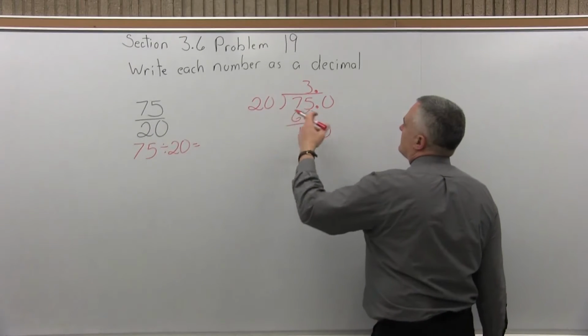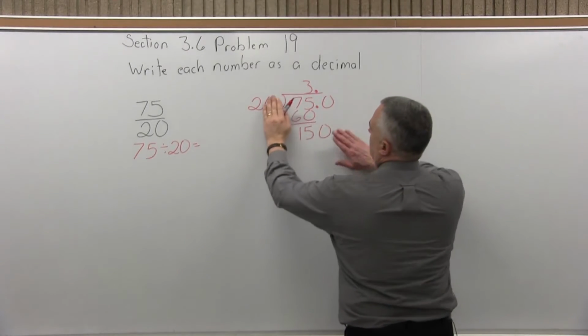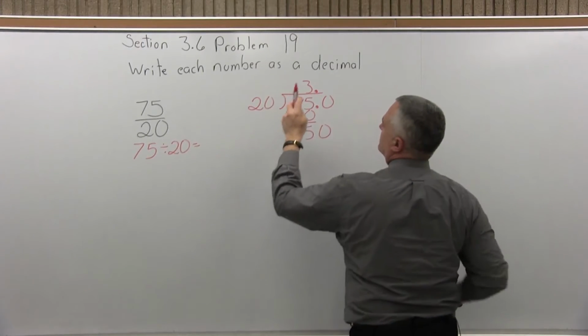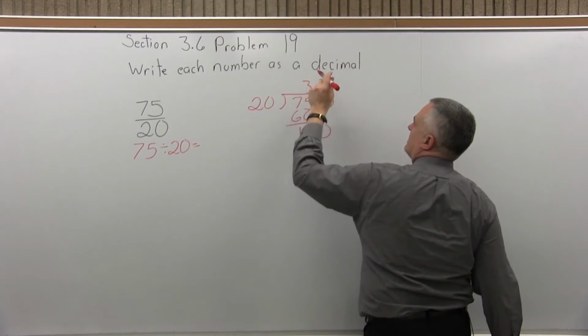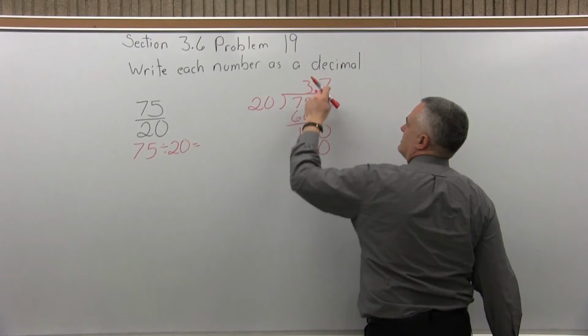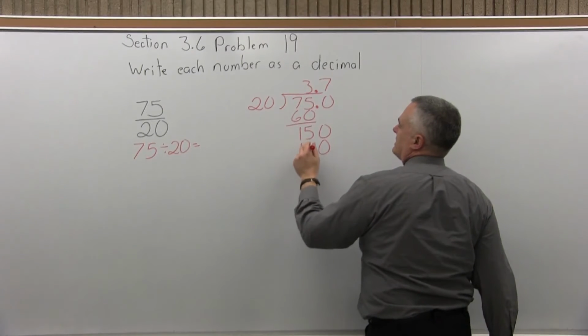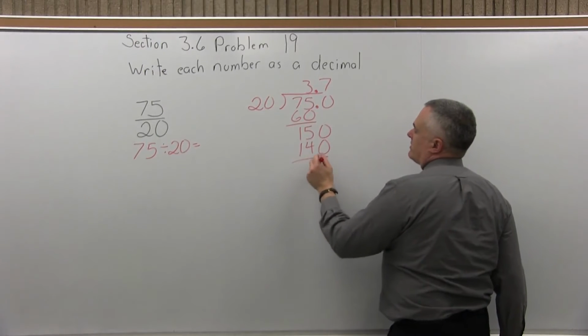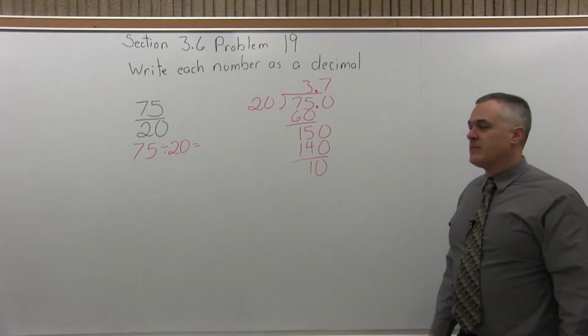So 20 divides into 150. Again, these are big numbers. If they're kind of big, just cover the last 0, the rightmost 0 for a minute, and just do 2 divides into 15. It goes in 7 times. 2 times 7 is 14. But it's really 20, so 7 times 0 is 0, 7 times 2 is 14. 150 minus 140 is 10, so it still didn't go in evenly.